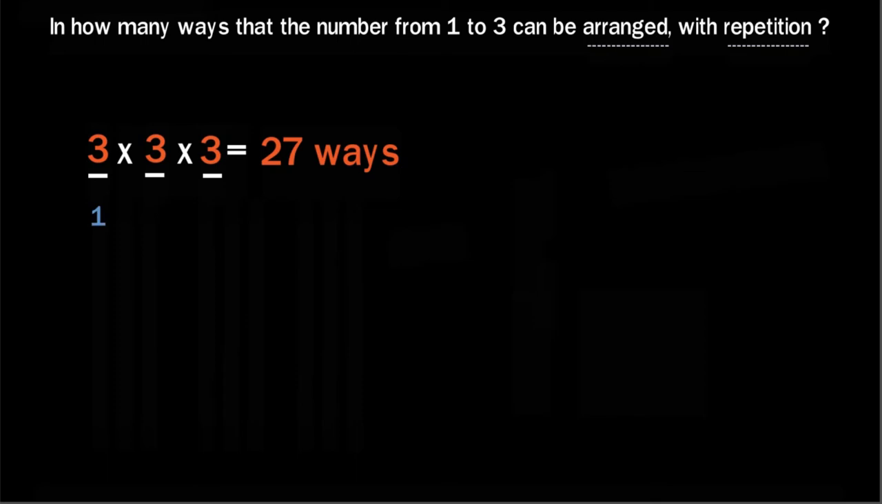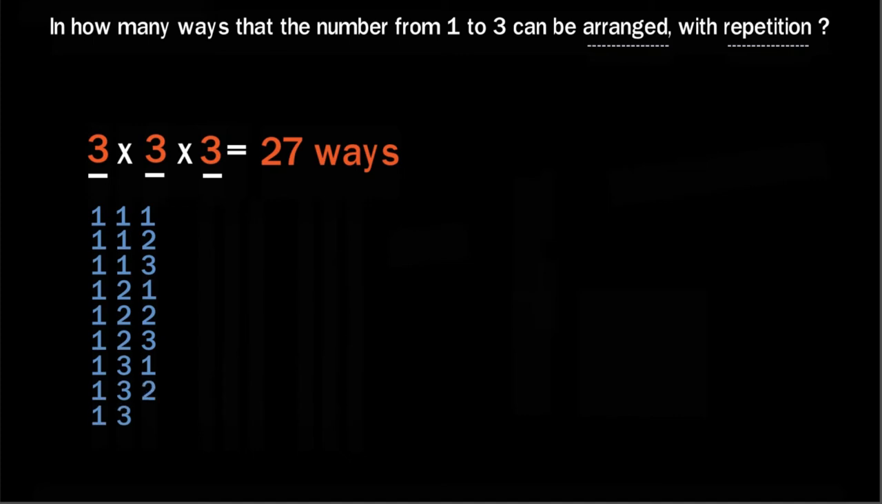So start off with 1, 1, 1, since it can be repeated. 1, 1, 2, 1, 1, 3, 1, 2, 1, 1, 2, 2, 1, 2, 3, 1, 3, 1, 1, 3, 2, 1, 3, 3. So these are the possible arrangements that start with 1.